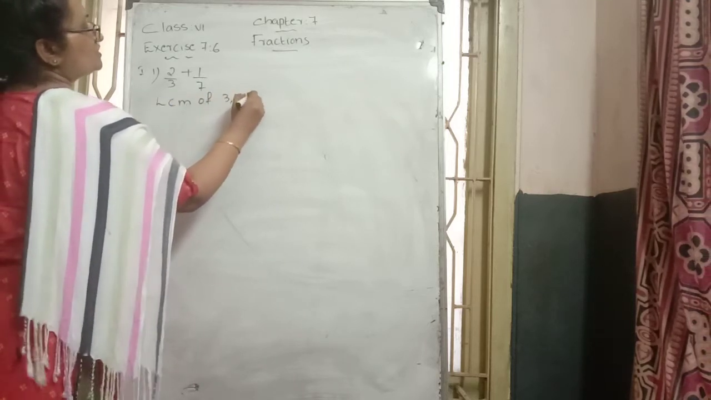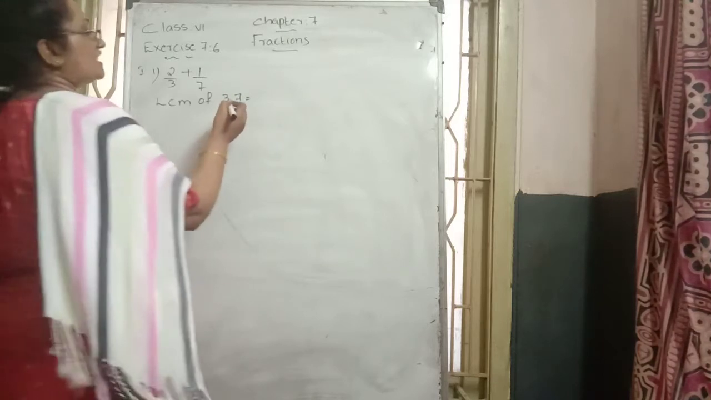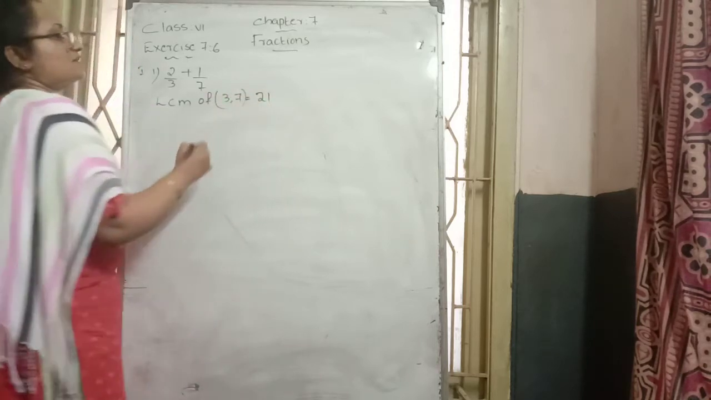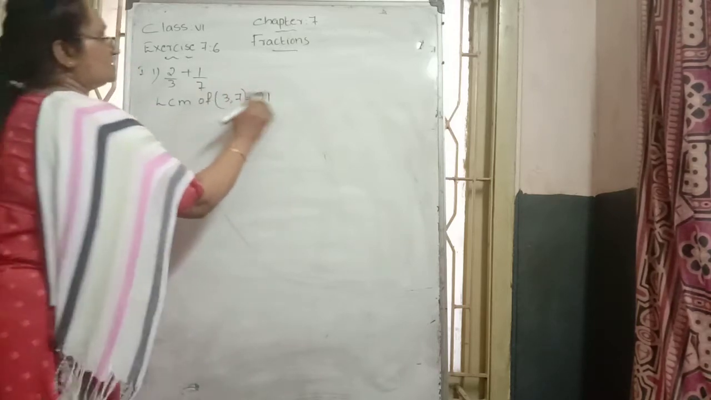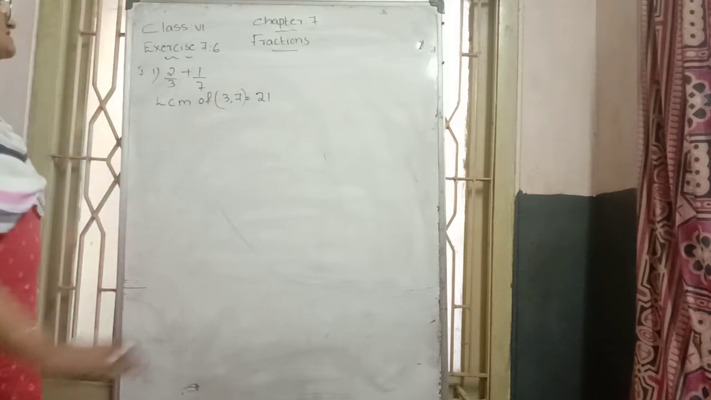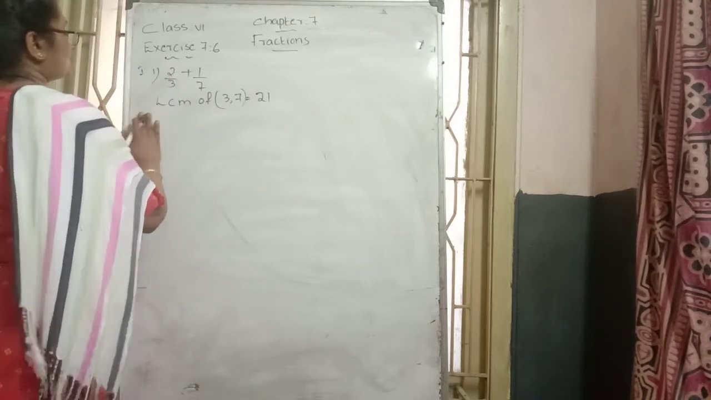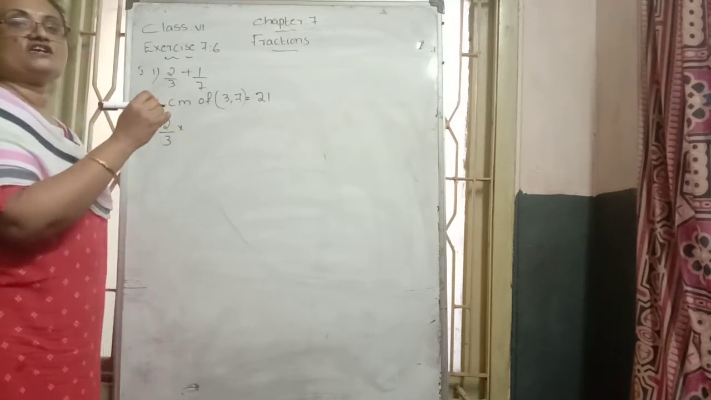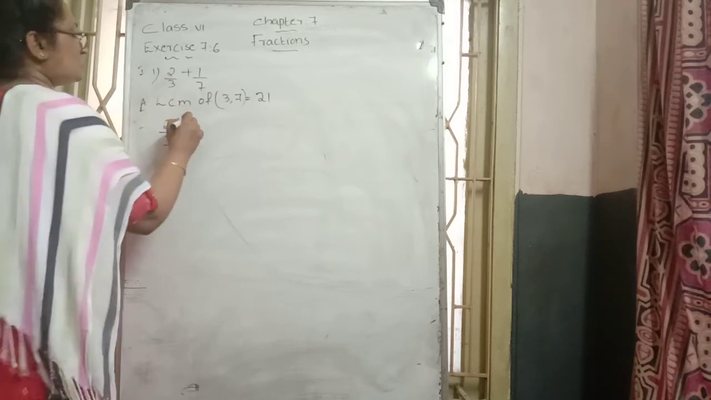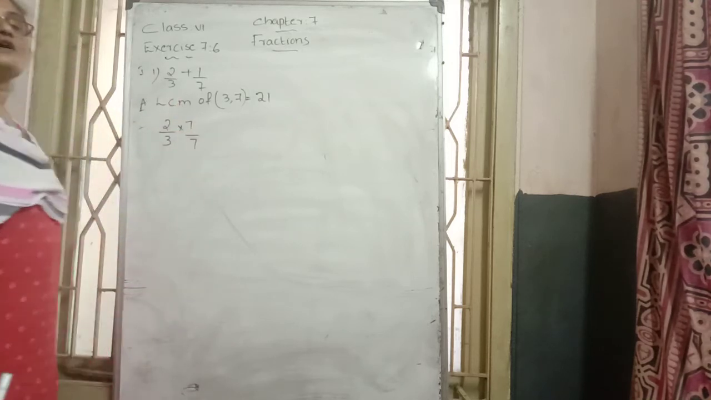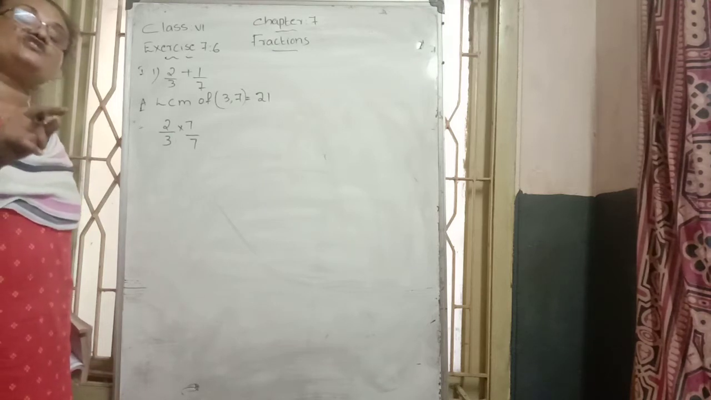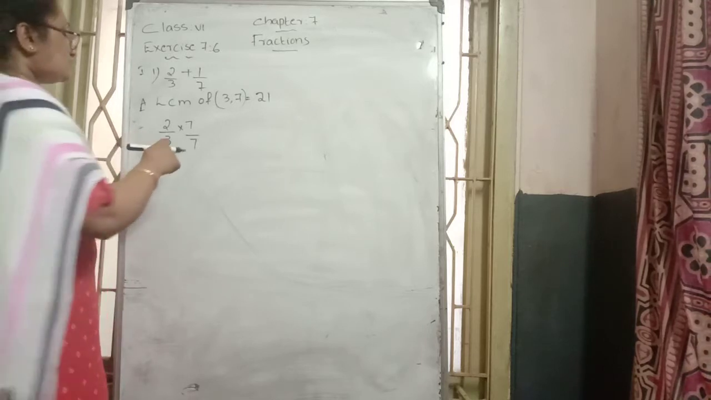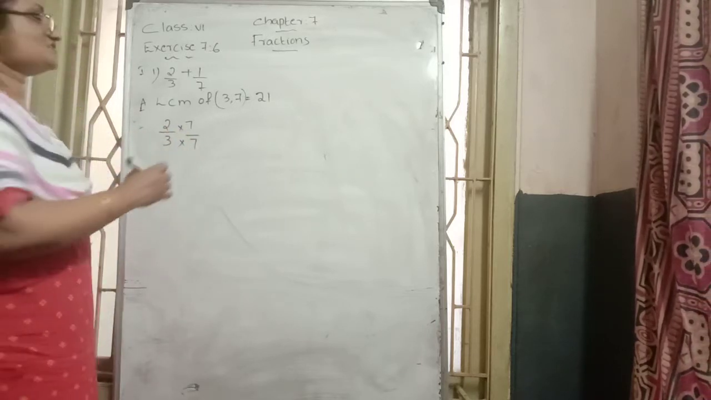Both are prime numbers, so we directly multiply 3 into 7, which is 21. So 21 is the LCM of 3 and 7. For the first fraction, 2/3, the 3 table gets us to 21: 3 into 7 becomes 21. Any change made in the denominator, the same change must be made in the numerator also, otherwise the answer becomes wrong. So numerator and denominator are multiplied by 7.